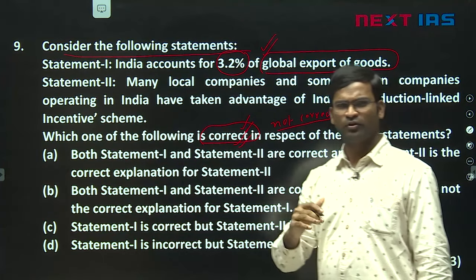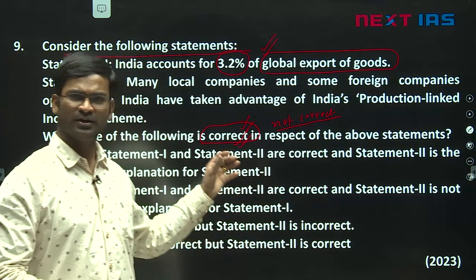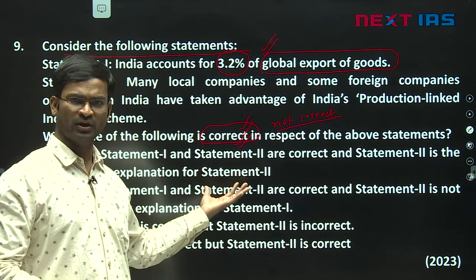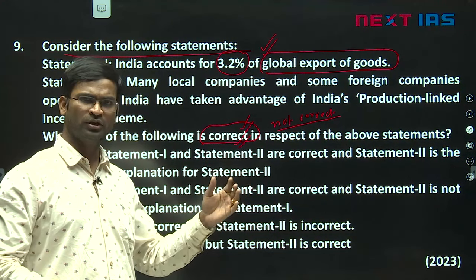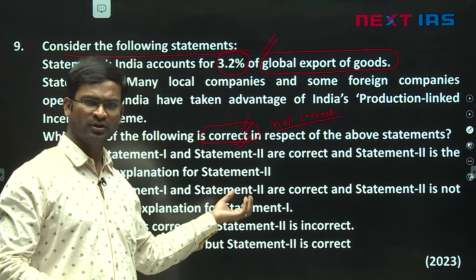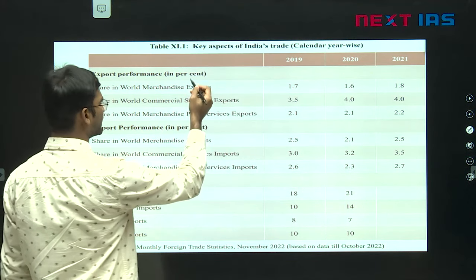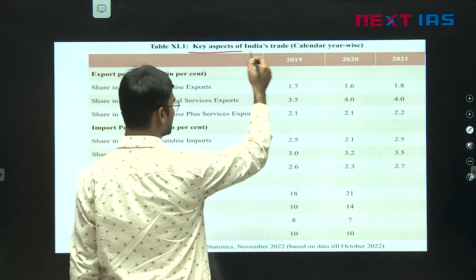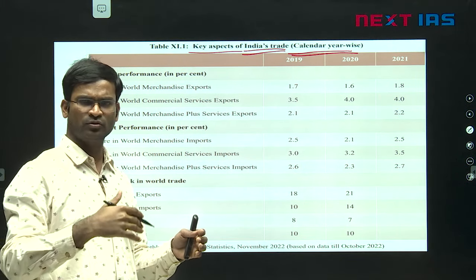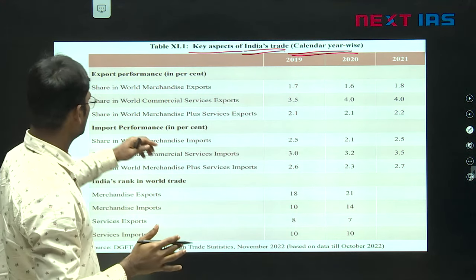Now whenever you don't know some data, generally it's advisable not to attempt. But here it is in the newspaper. This question came in 2023. There was a foreign trade policy announced. So you have to follow the newspaper sincerely. Otherwise, even if you refer to the economic survey, they give data trends. If you look at the economic survey, the external sector chapter, key aspects of India's trade, it is calendar year wise. Sometimes they keep the calendar year, January to December, sometimes the financial year, April to March.